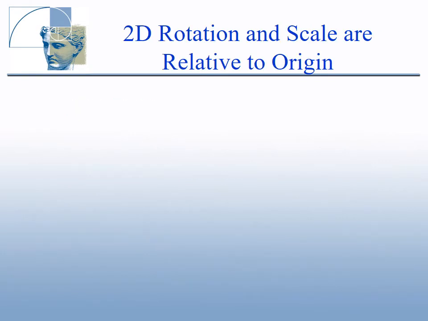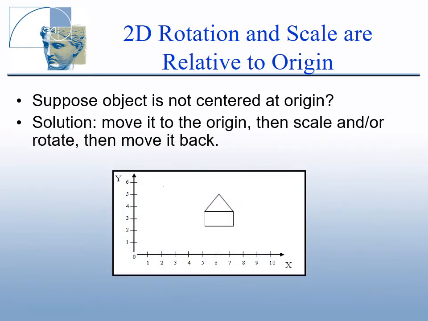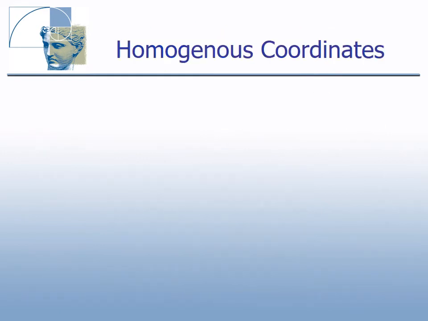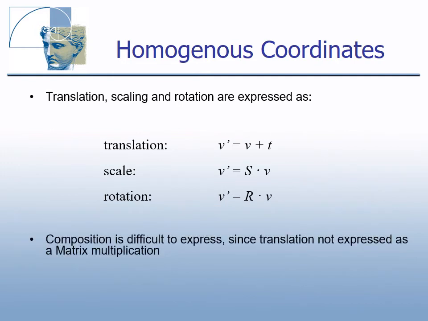Rotation and scale were defined relative to the origin. Suppose the object is not centered at origin. These transformations will not produce expected results, because usually we expect rotation and scaling relative to the object center. The solution is move the object to the origin, then scale and/or rotate, then move it back, as it's shown by the example. This requires composition of several successive transformations. It is difficult to compose translation with other operations because it is not defined by the matrix multiplication.